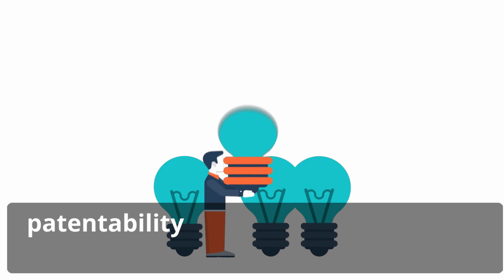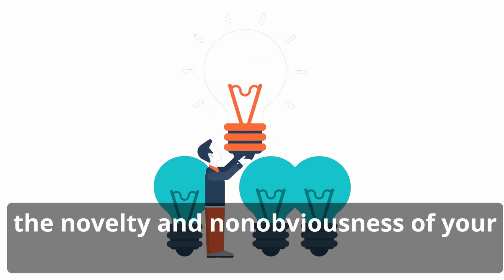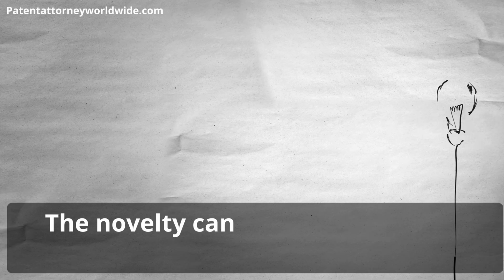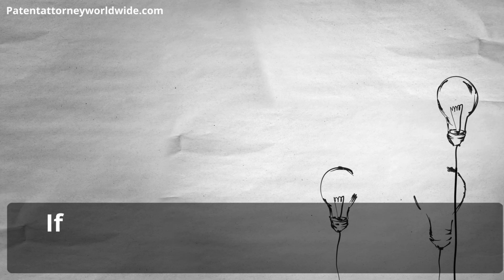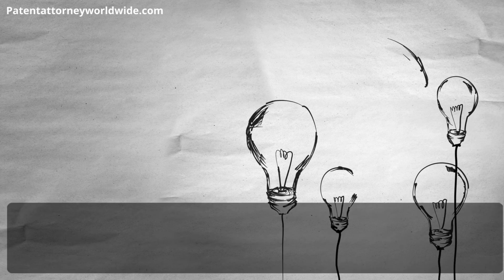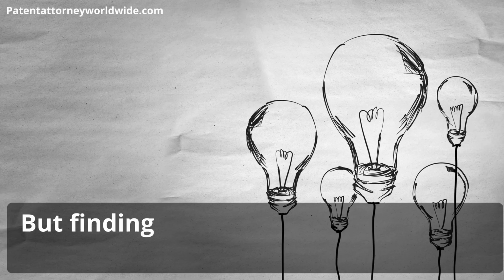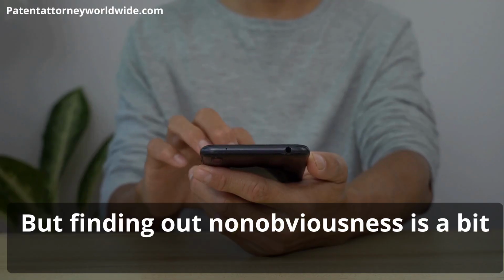The patentability search is aimed towards finding out the novelty and non-obviousness of your invention. The novelty can be answered quite objectively. If all elements of our invention are found to be present in a single prior art document, then our invention might not be novel. But finding out non-obviousness is a bit tricky.